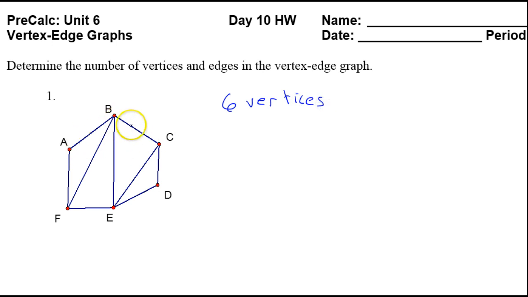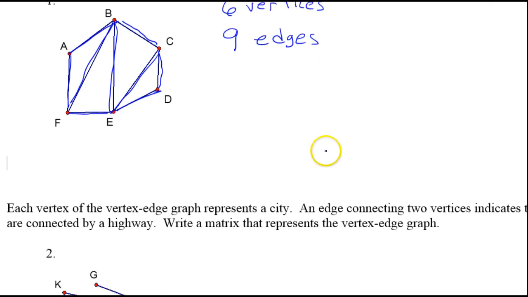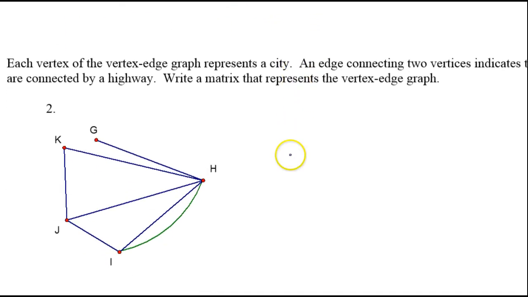The edges are the segments connecting the vertices. So let's see, we have 1, 2, 3, 4, 5, 6, 7, 8, 9. We have 9 edges. Okay, I guess that was it for number 1.